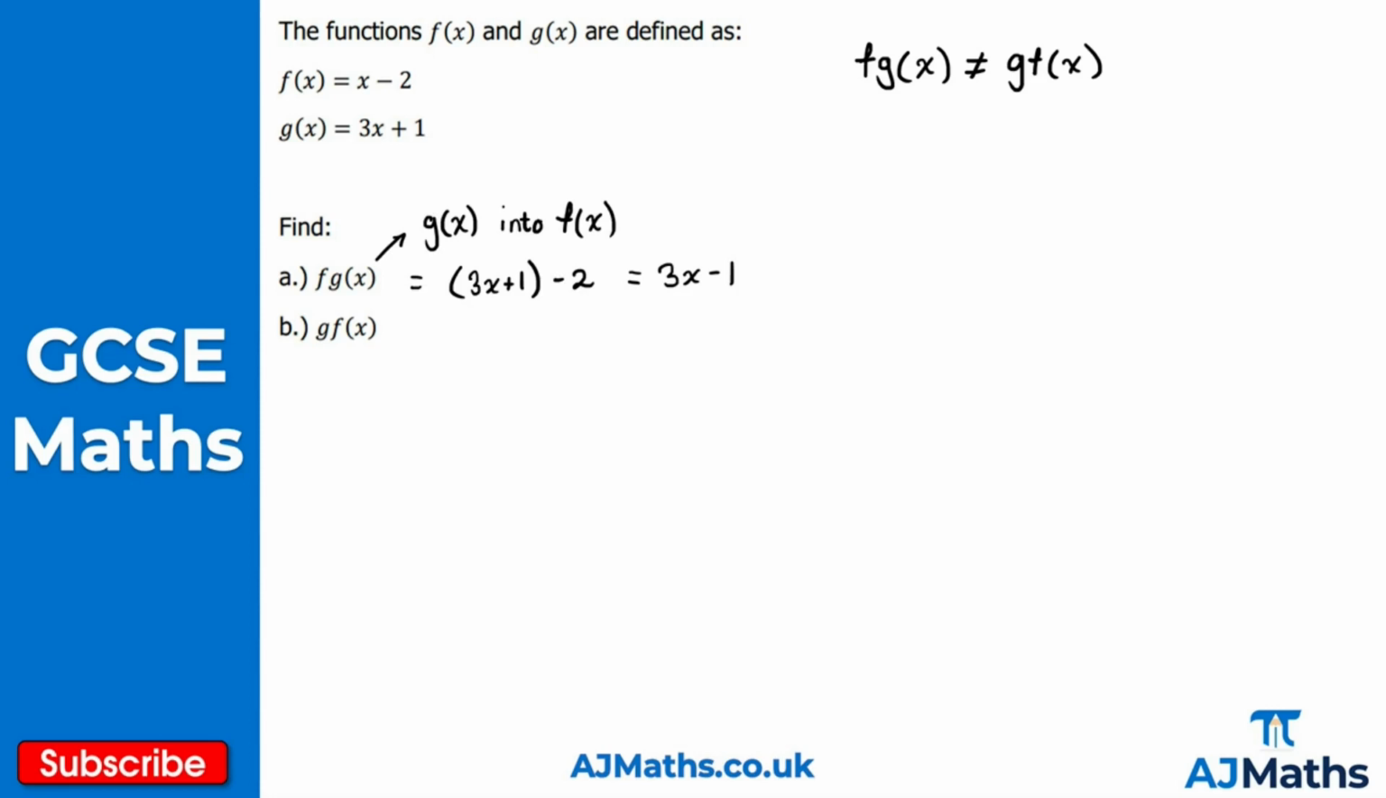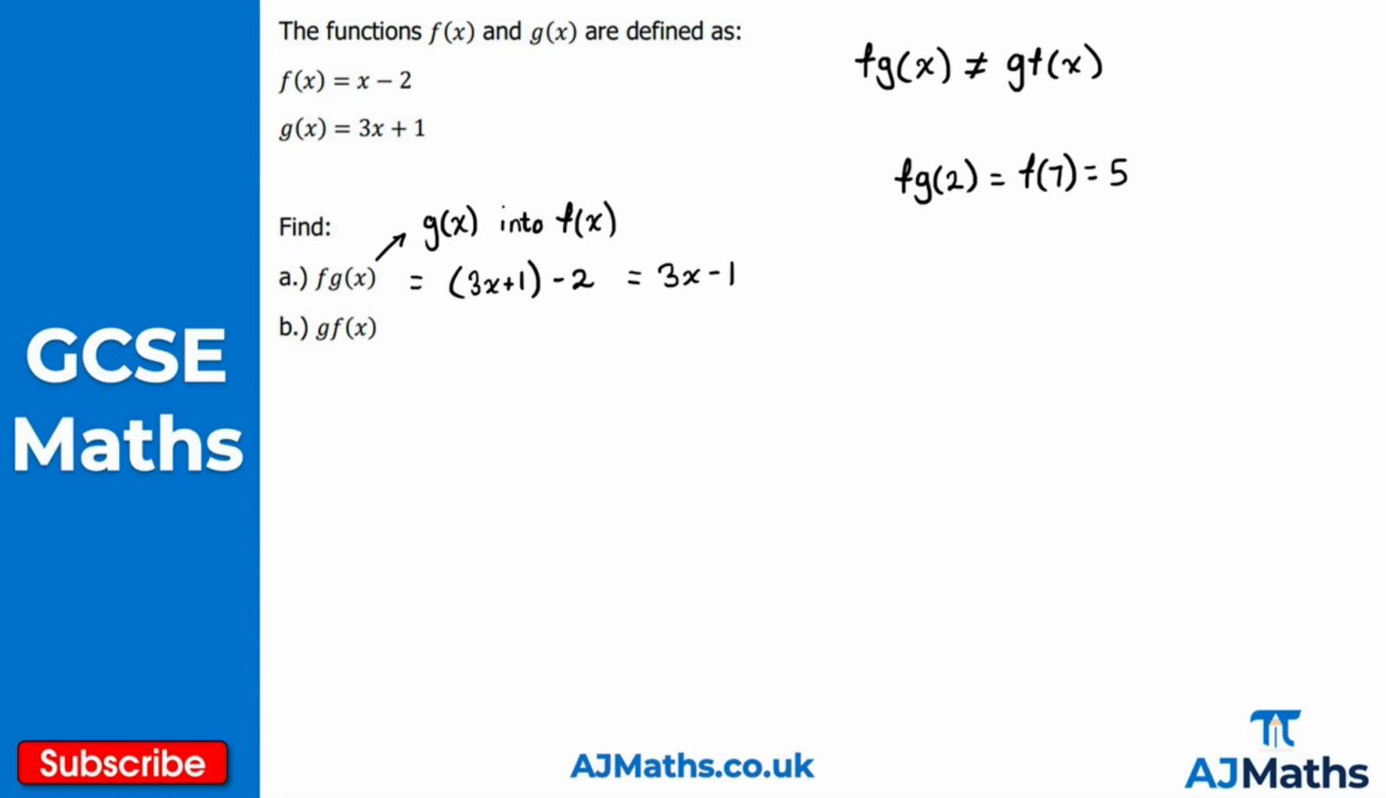Now, before we move on to part B, let's just discuss one other thing here. And that's sometimes where you might be given, say, fg of 2 here. Now, rather than using g of x here, we're using g of 2. So we already know the value of x. So in this case, it's much quicker now to just do g of 2. So that's going to be 3 times 2, which is 6, plus 1, so that's 7. So what I need to do now is find f of 7. And f of 7 is 7 minus 2, which is equal to 5.